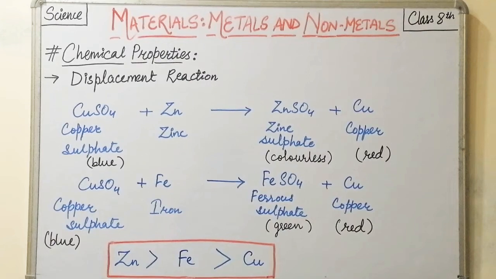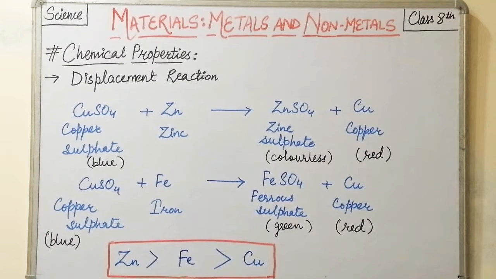Again, if copper sulfate solution is mixed with iron, whether we take iron filings or an iron nail, then we will observe that a green colored ferrous sulfate solution has been formed along with the red colored turnings, or small red colored granules. So with this we can say that zinc has displaced copper in the first reaction and iron has again displaced copper in the second reaction.